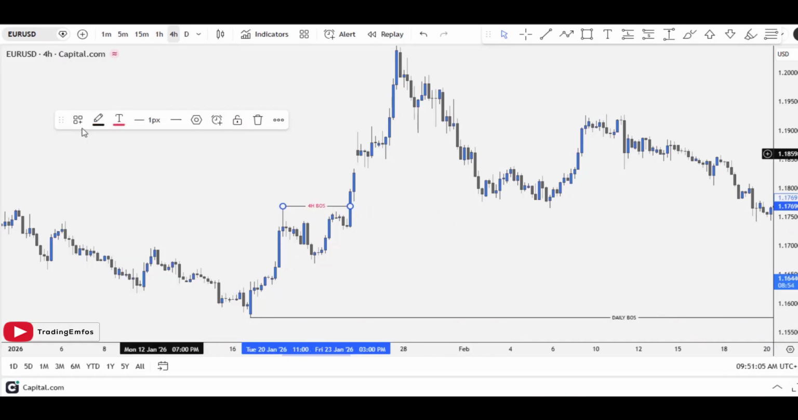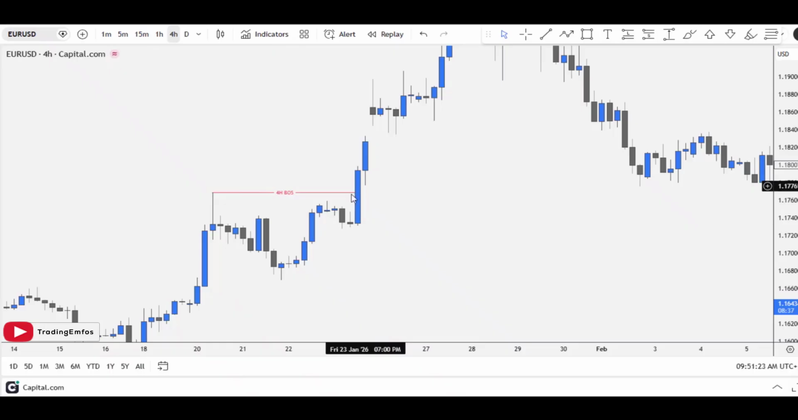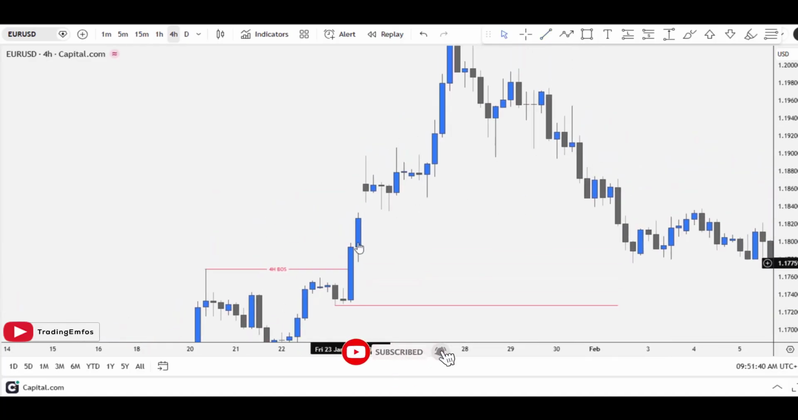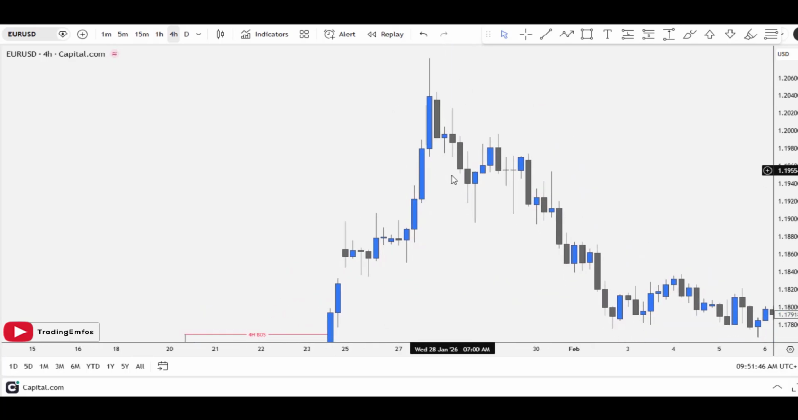From this point of break, we'll look for a close down. This is a close down. Let me zoom it out so that you can see. From this point where we broke structure to the upside, we'll look for a candle close down. This is a close down because we are in a bullish trend. So this is our low on the 4-hour time frame. From this point of break, we'll look for a close down going up. So there is no close down here. We have the next close down over here.